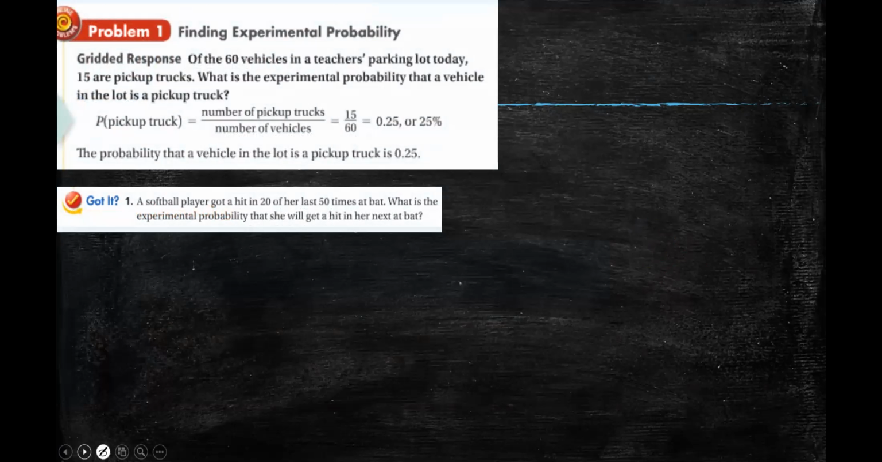Let's have this example here. Of the 60 vehicles in a teacher's parking lot today, 15 are pickup trucks. So here now, what is the event? What is the event? The number of what? The number of vehicles.